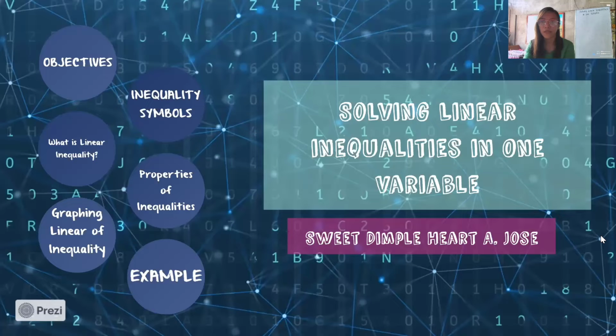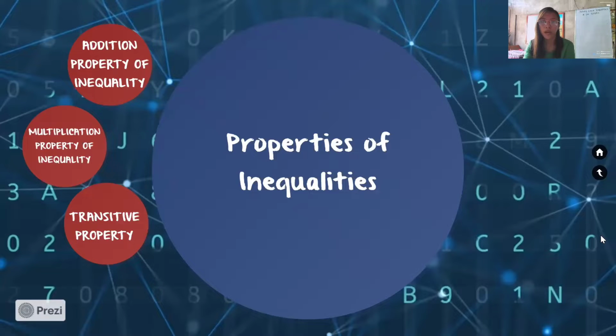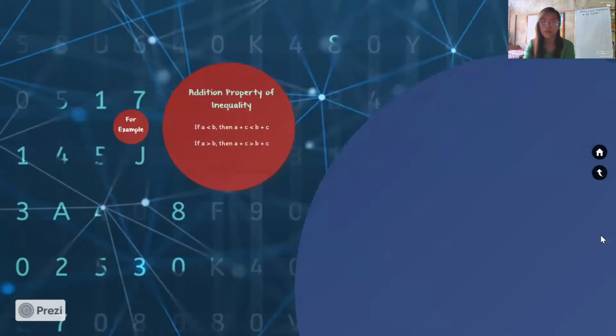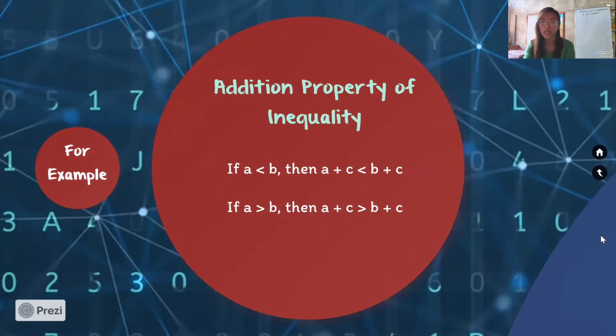Let's go over the properties of inequalities. We have three properties of inequalities: the addition property of inequality, the multiplication property of inequality, and the transitive property. First is the addition property of inequality.